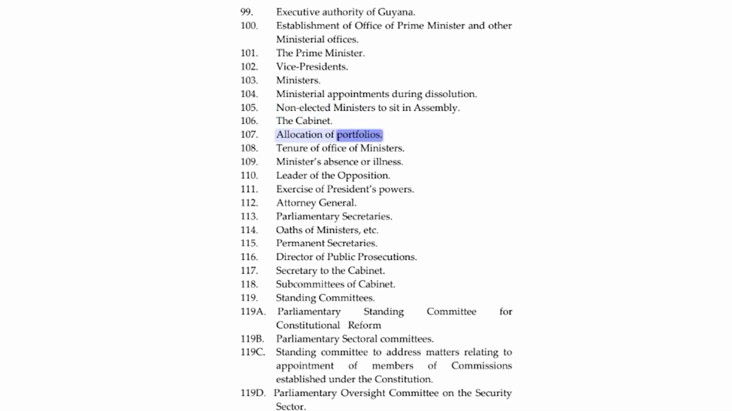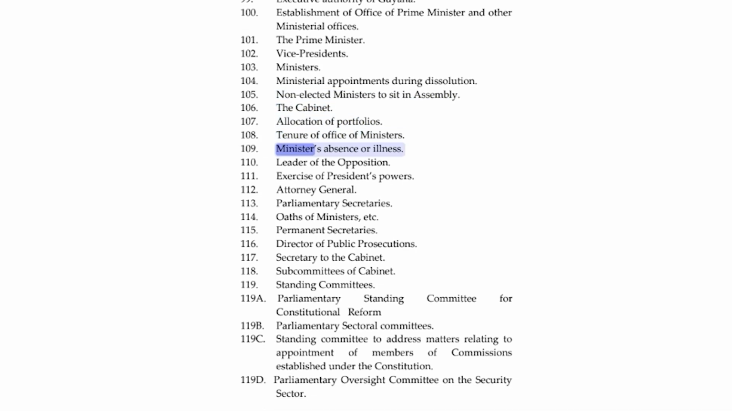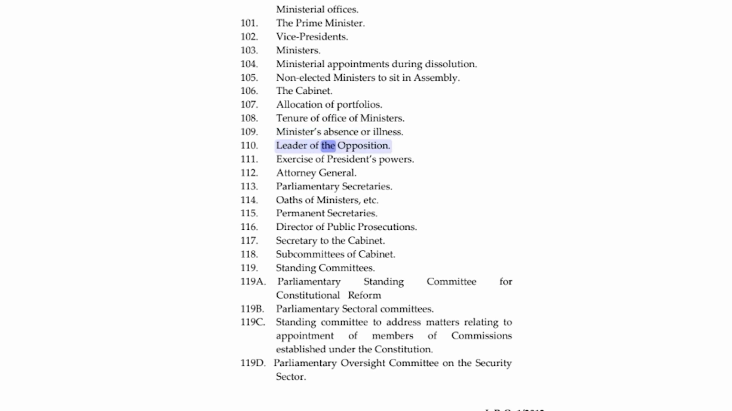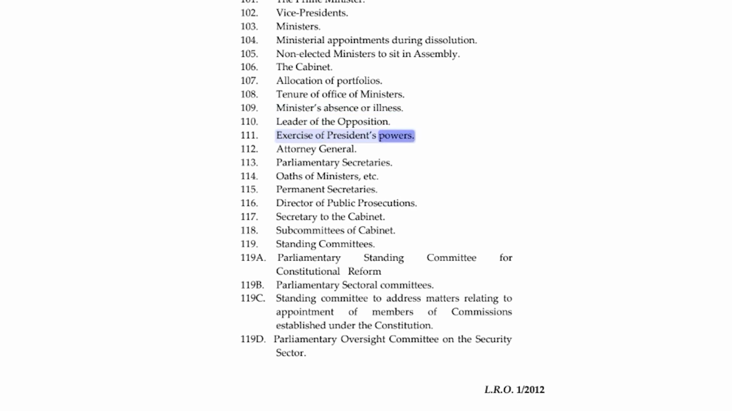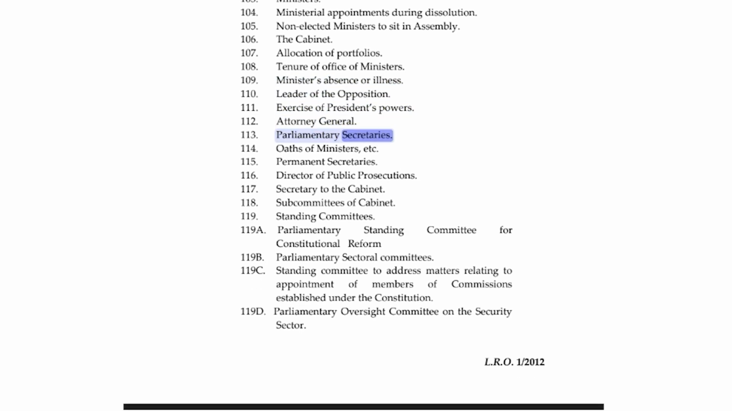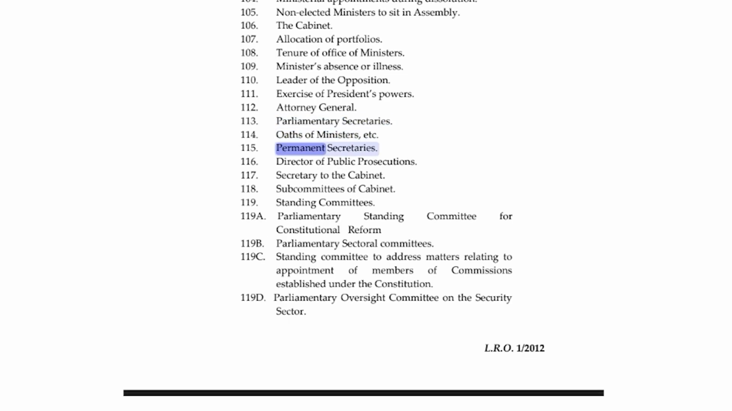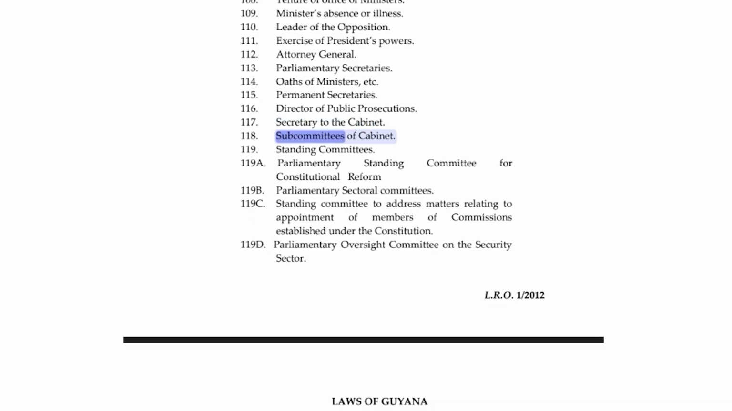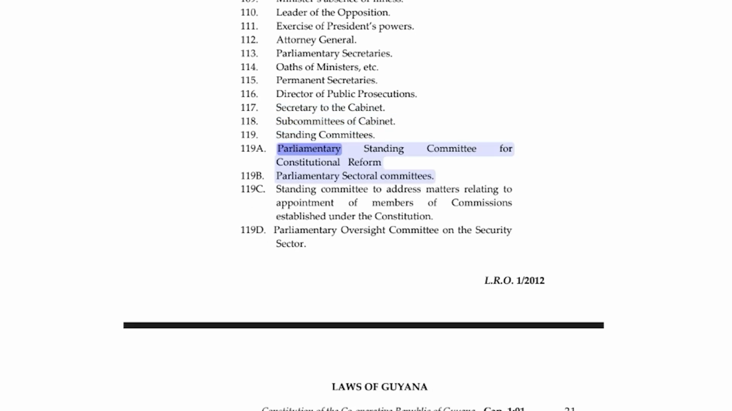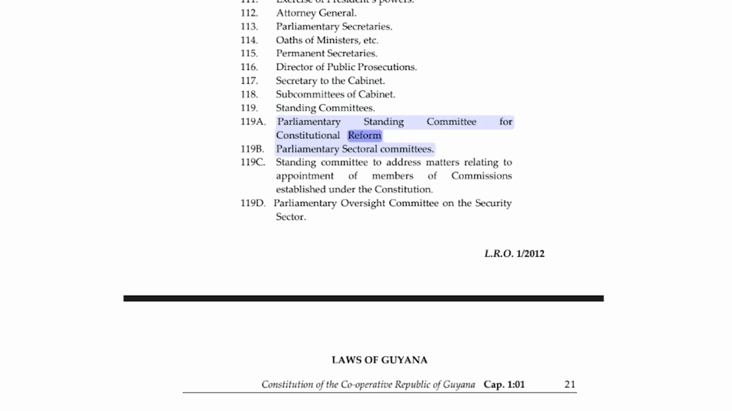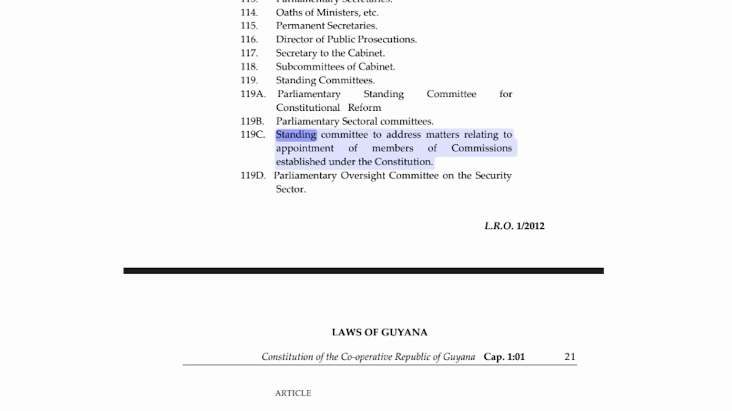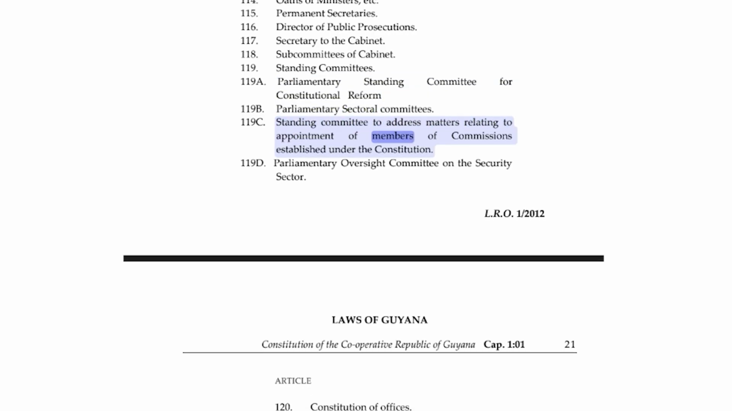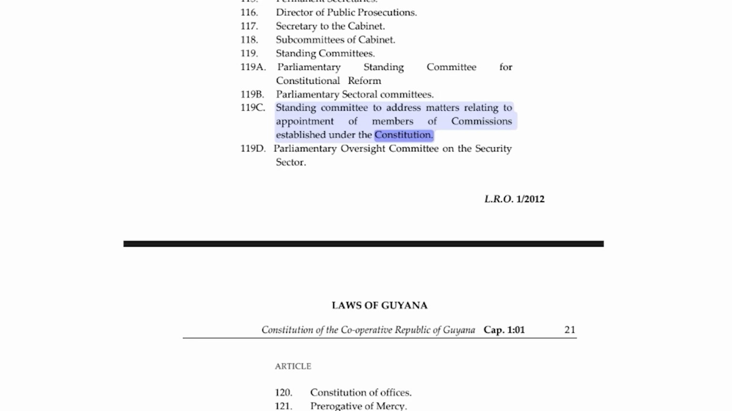allocation of portfolios, tenure of office of ministers, Minister's absence or illness, Leader of the Opposition, exercise of President's powers, Attorney General, Parliamentary Secretaries, oaths of ministers etc. Permanent Secretaries, Director of Public Prosecutions, Secretary to the Cabinet, Subcommittees of Cabinet, Standing Committees, Parliamentary Standing Committee for Constitutional Reform, Parliamentary Sectoral Committees, Standing Committee to address matters relating to appointment of members of commissions established under the Constitution.